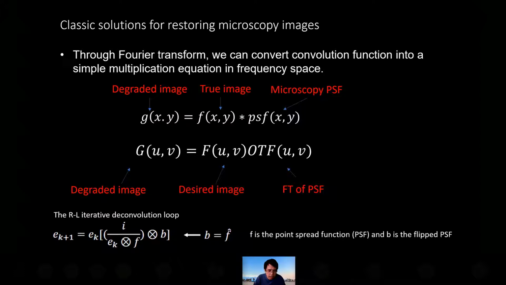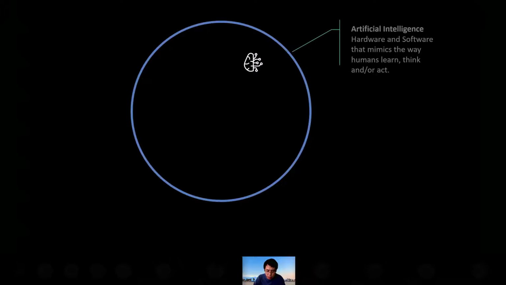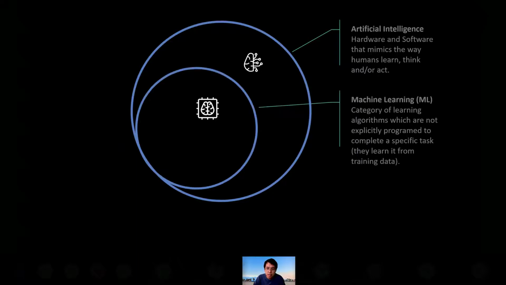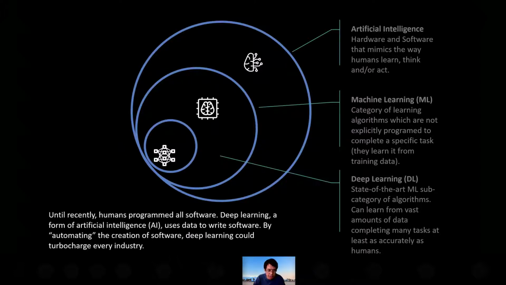On the other hand, artificial intelligence has played a more and more important role in biomedical imaging processing and image denoising. Machine learning is one category of artificial intelligence, and deep learning is a small category of machine learning. Basically, it can utilize a large amount of data to automate the creation of software. And deep learning could really change every industry.